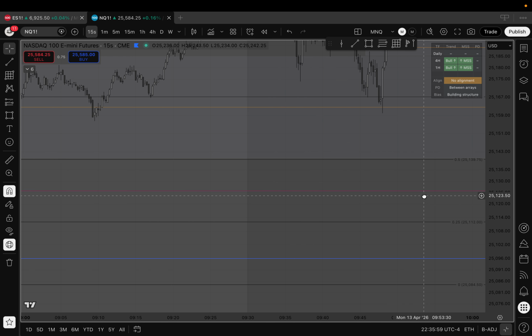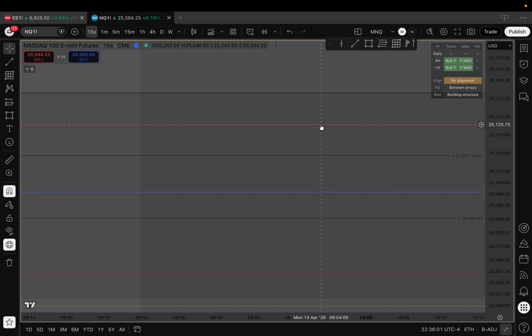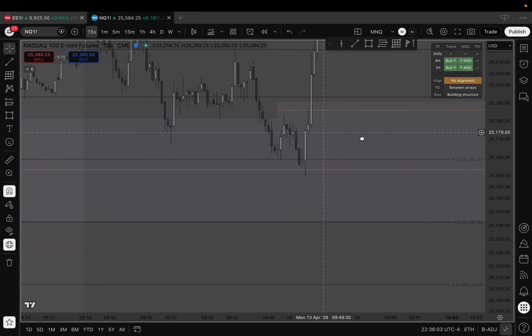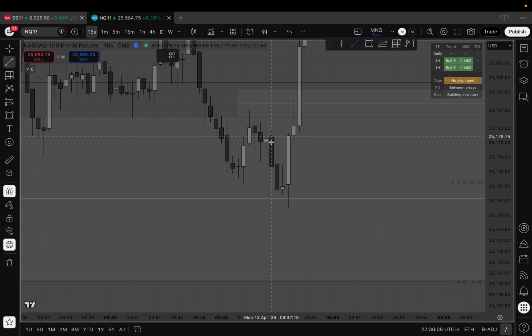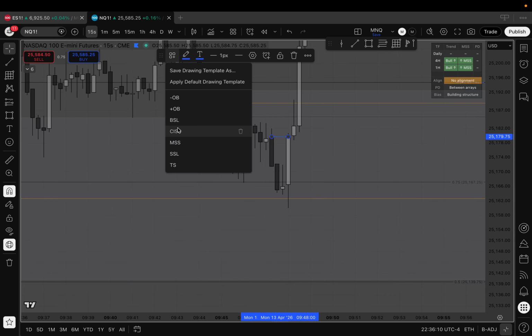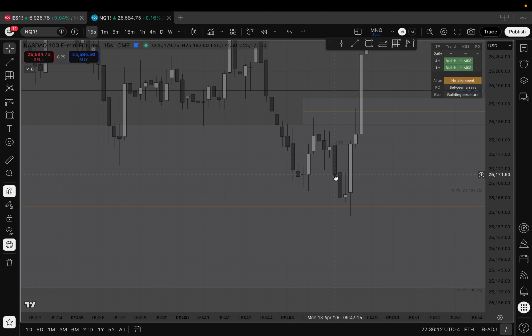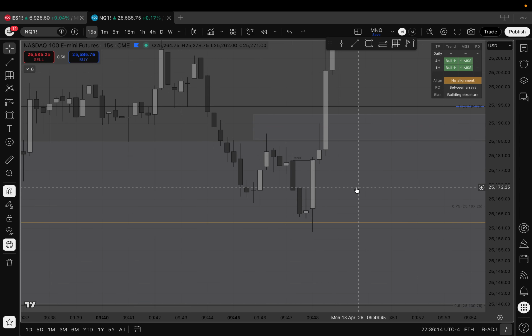The one thing that I didn't like is that this is the 8:30 open, and this is the midnight open, and we're above both, which is not ideal. But then right here, we get this change in state of delivery, which would have been a great entry. That would have been a great entry.